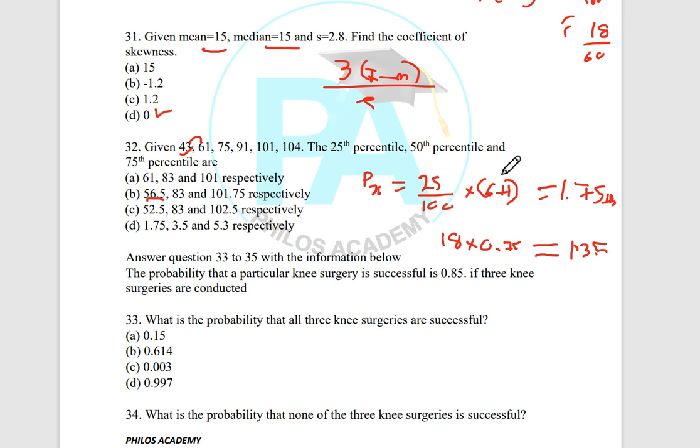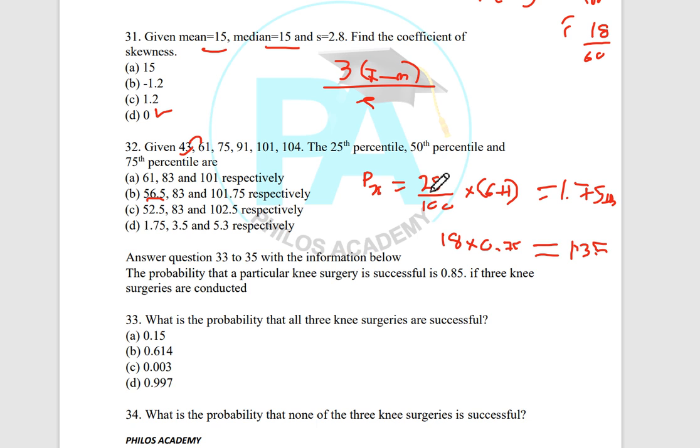So when you follow the same procedure for the 50th percentile, you get 83. In order not to waste time, kindly do that for me, okay? When you solve the 75th percentile, you get 101.75, using the same procedure.